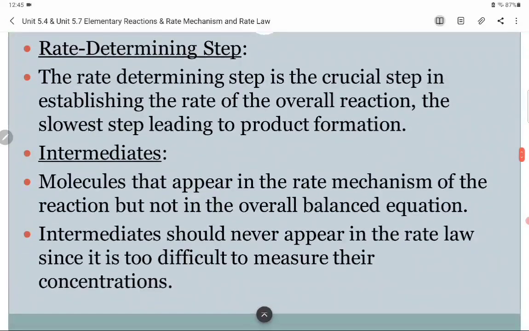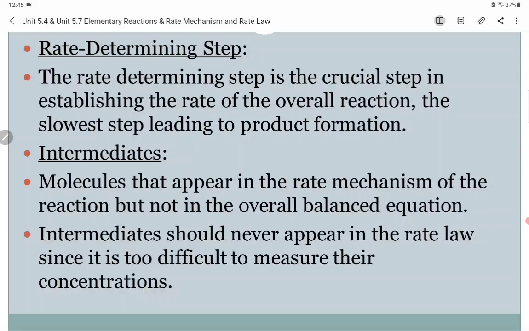So we've mentioned the rate determining step before, and that's going to be the slowest of these elementary steps. So think about if you had three individuals that are all tied together and you were told to run from point A to point B, you guys could only move as fast as the slowest person. So think of it that way.